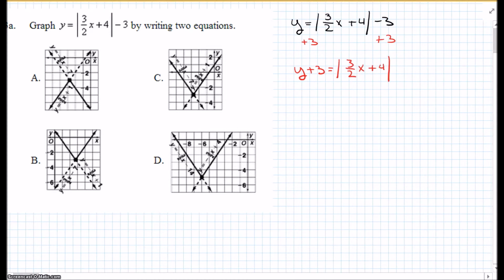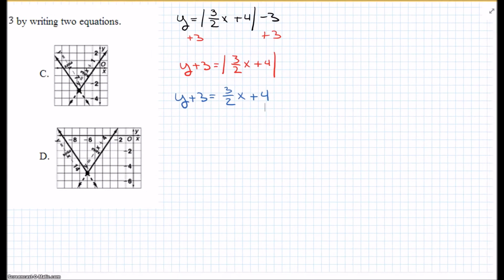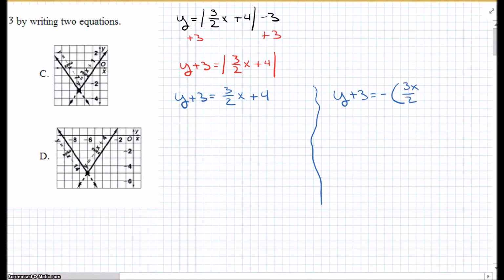Do we have the absolute value by itself? Do we have it isolated? We do. So now we can write two equations. So y plus 3 equals 3 halves x plus 4. Okay. And on the other side, we have y plus 3 equals negative 3 halves x plus 4.